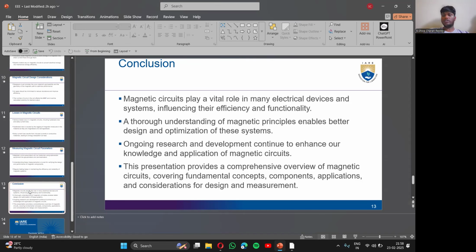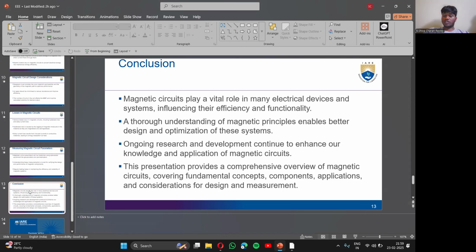Coming to the conclusion, magnetic circuits play a vital role in many electrical devices and systems, influencing their efficiency and functionality. A thorough understanding of magnetic principles enables better design and optimization of these systems. Ongoing research and development continue to enhance our knowledge and application of magnetic circuits. The presentation provides a comprehensive overview of magnetic circuits, covering fundamental concepts, components, applications, and considerations for design and measurement.